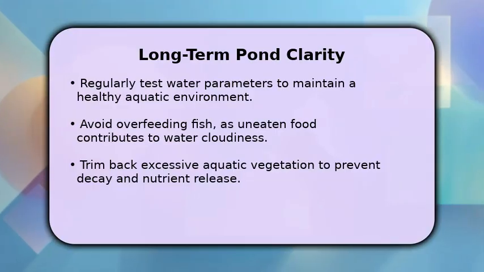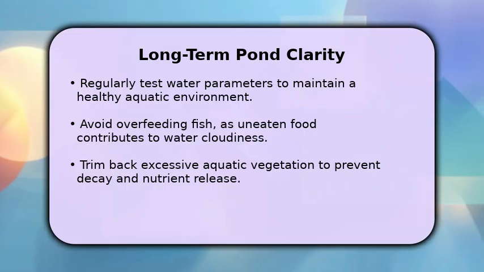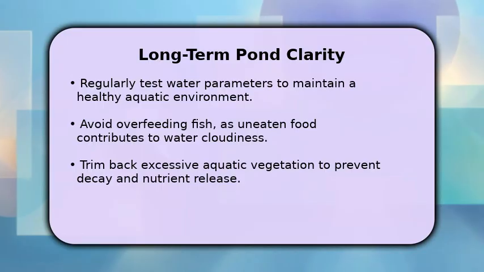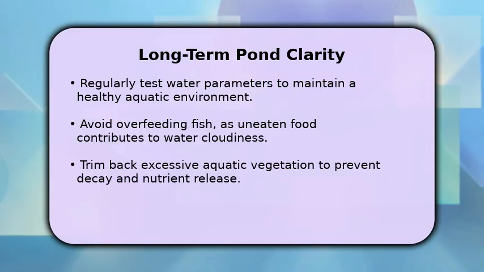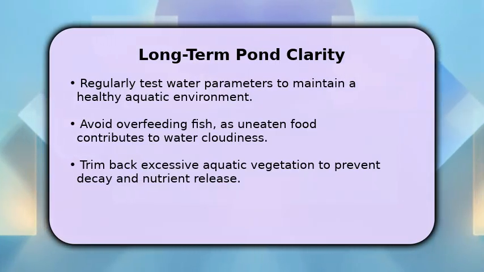Maintaining a clear pond long-term requires consistent effort. Regularly test your water parameters to ensure a healthy aquatic environment. Avoid overfeeding your fish. Uneaten food quickly contributes to water cloudiness. Trim back excessive aquatic vegetation to prevent decay and nutrient release. Finally, perform routine partial water changes, perhaps 25% every few weeks, to dilute accumulated pollutants.